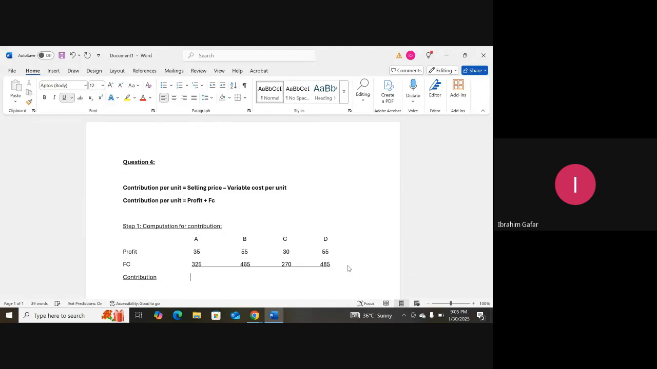What's the contribution for A? Contribution for A, 360. B, 520. C, 300. D, 540. So this is our contribution.